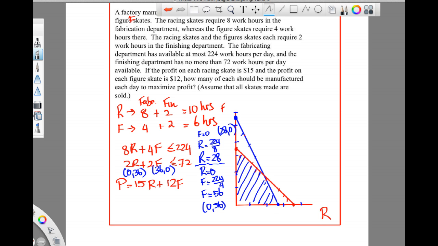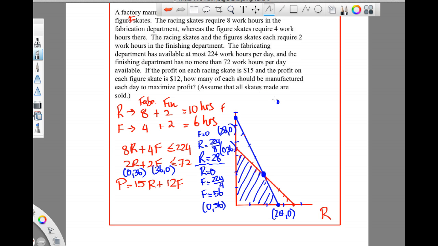Okay, so my corners are pretty easy to spot, and most of those actually, oh, that's the wrong order. So this was the point 28, 0. And this y-intercept is 0, 36. And then I still need to find this. So that I need to find by equating both of these.